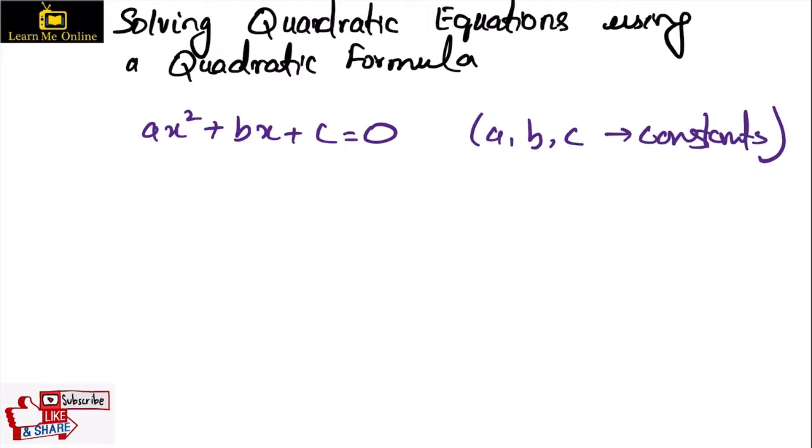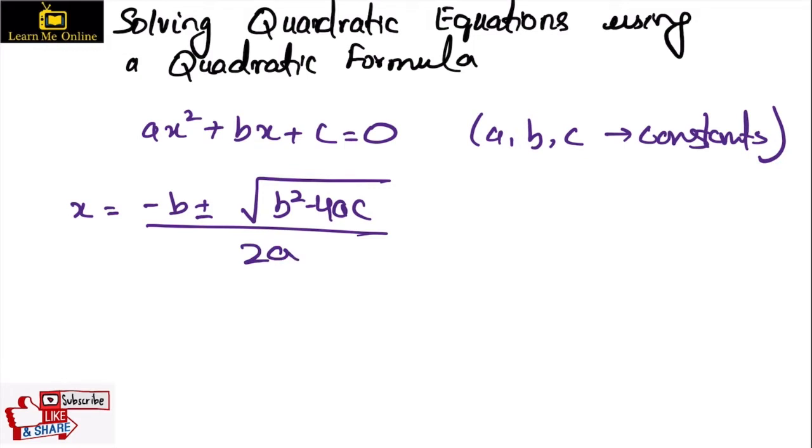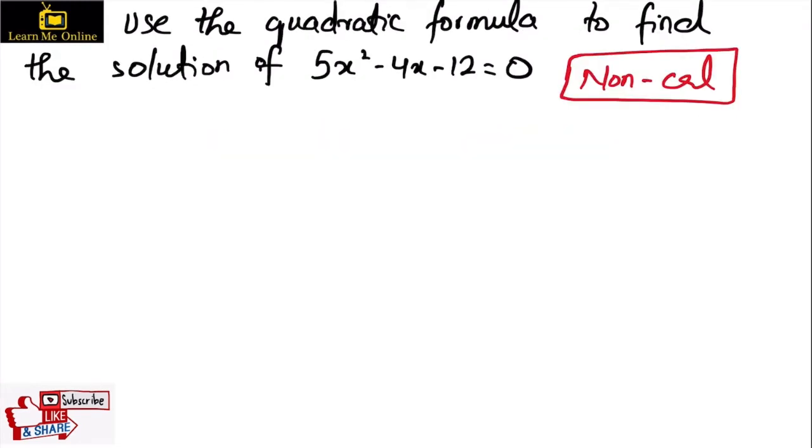Now, what else do we need to know? To solve these quadratic equations, we are using the quadratic formula. The quadratic formula is x equals minus b plus or minus the square root of b squared minus 4ac, all over 2a, where a, b and c are the coefficients of x squared, x and the constant by itself. Now we'll look at some examples where we solve quadratic equations using the quadratic formula.